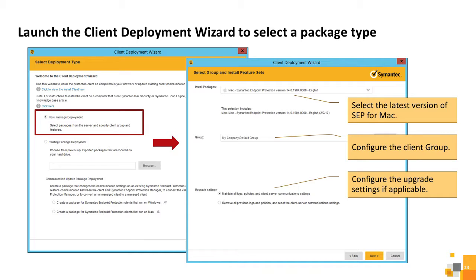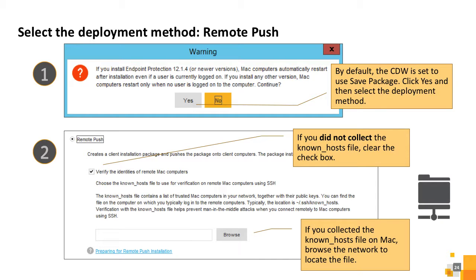Select Package Configuration options to meet deployment requirements. By default, the Client Deployment Wizard is configured to use Save Package. Click Yes if a warning is displayed. If you deploy SEP for Mac 12.1.4 or newer, an automatic restart is enforced. If you collected the known host file, leave the checkbox enabled and browse to retrieve the file. Otherwise, clear the checkbox and continue with the wizard.